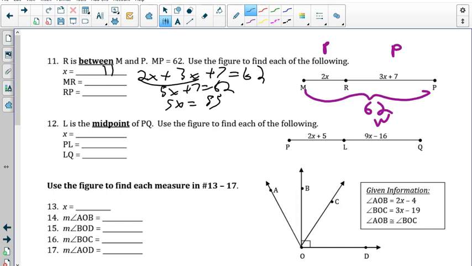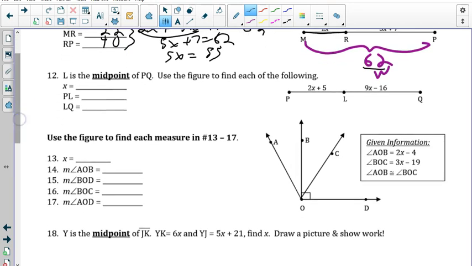Now plug it in. Now pay attention. What is it asking for? It's asking for MR. So we're just going to double that. RP, plug it in here. 33 plus 7 is 40. And just to make sure, 40 plus 22 equals 62.